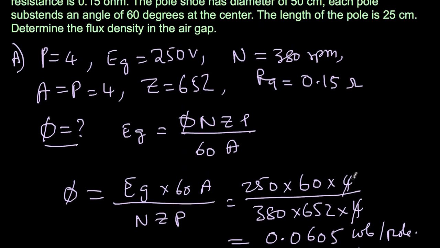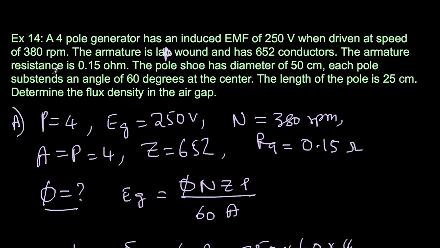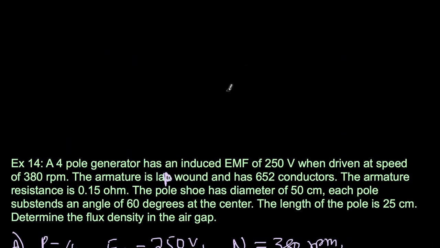Now, what is there in the question? The armature resistance is 0.15 ohm. The pole shoe has diameter of 50 centimeters. Each pole subtends an angle of 60 degrees at the center. So it is something going into the construction. So what is a pole shoe?